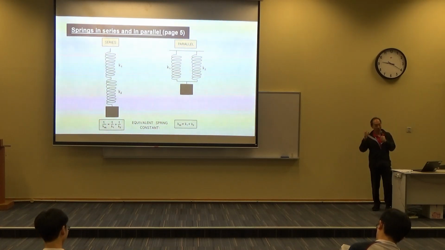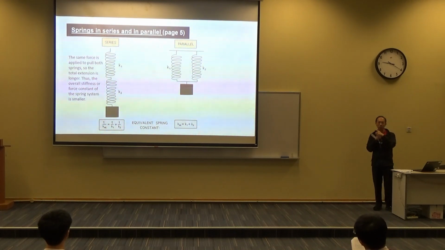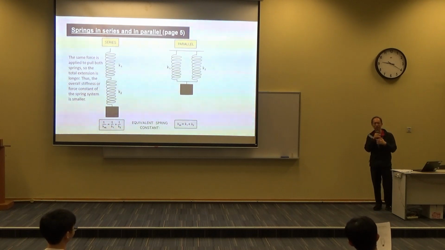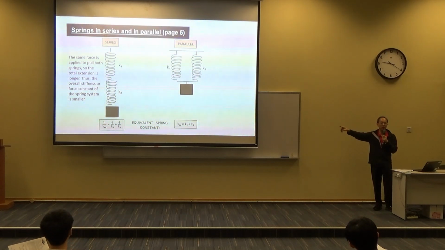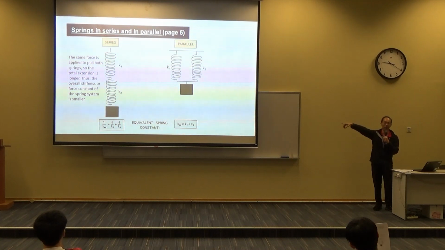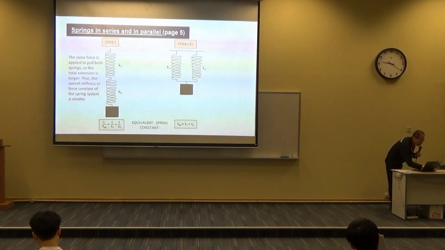And now, whatever you learn for resistors, you just reverse the idea. When I connect the springs in series, the spring constant becomes smaller. So this is different from resistors, where you connect resistance in series and the resistance becomes larger. But here, when I connect them, the spring constant becomes smaller, because if you think about this, it is the same force.